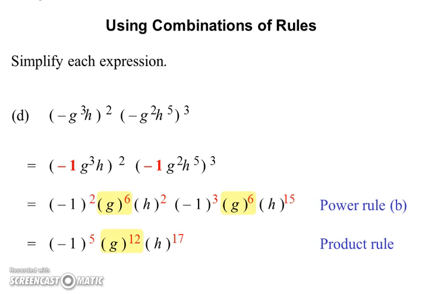Can we simplify this any further? The only other thing we can do is -1 to the 5th power. If you multiply -1 together 5 times, it's just -1. So we can write it as just -1 or even just a negative in front. And when we do that, we get minus g to the 12th power, h to the 17th power. And that's our final answer.